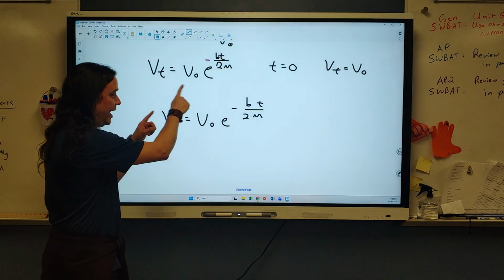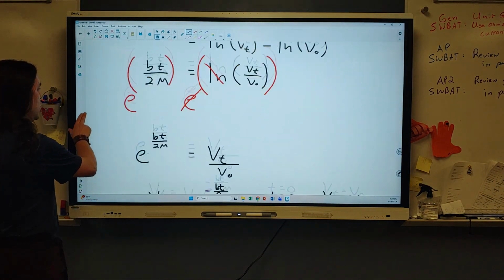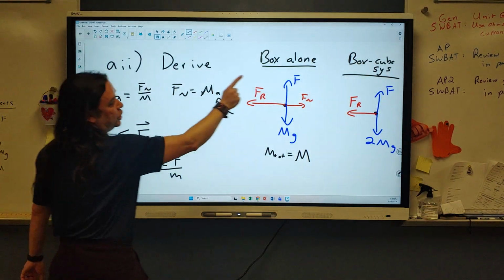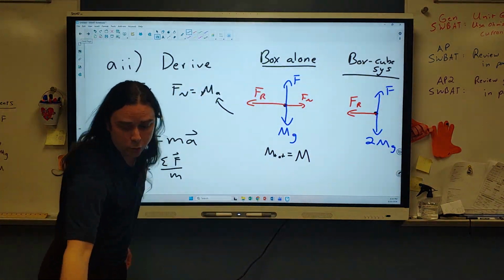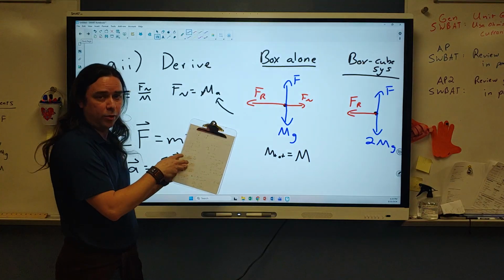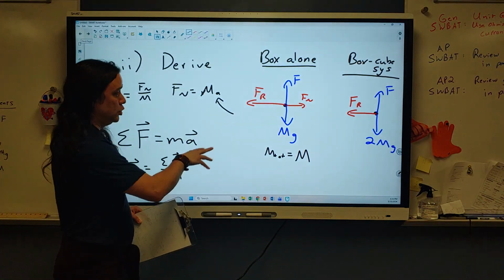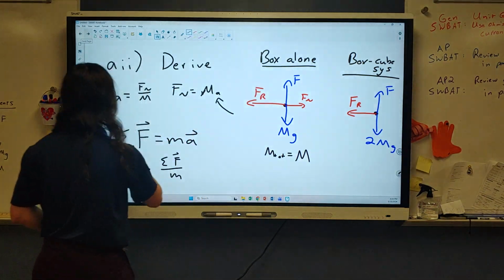Once again, you can do this exact same setup, not with the box cube system, but the box alone. I did go through, and if I have time, though I probably won't, I can do a video of trying to do this from the box alone's viewpoint.